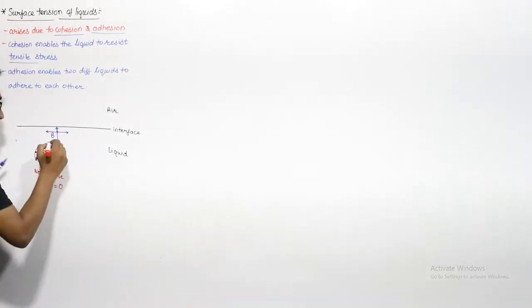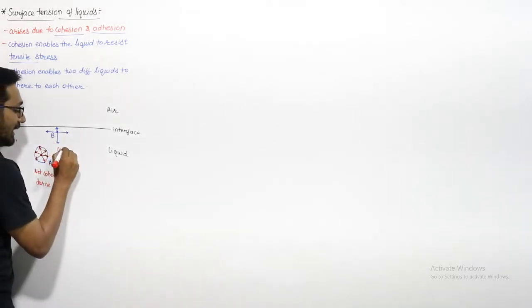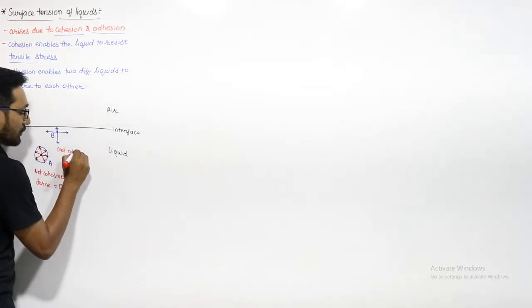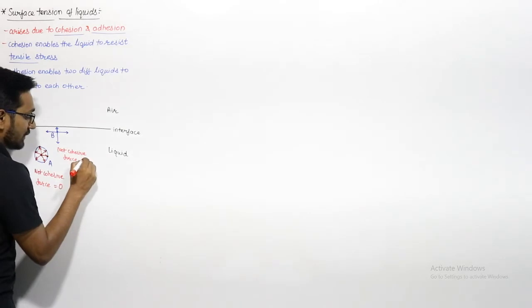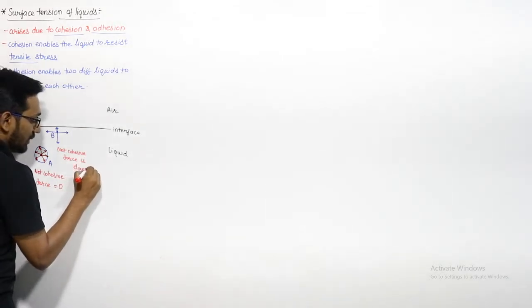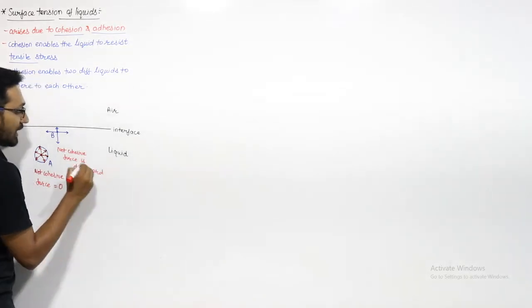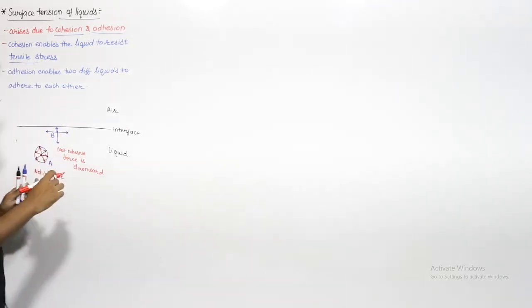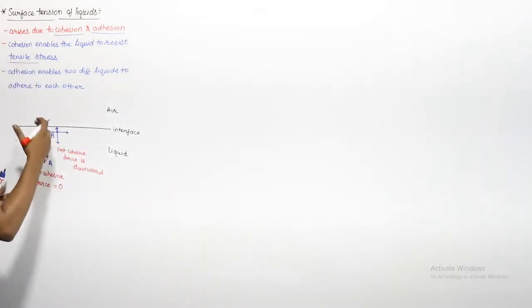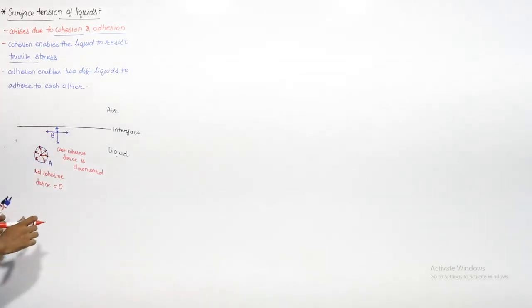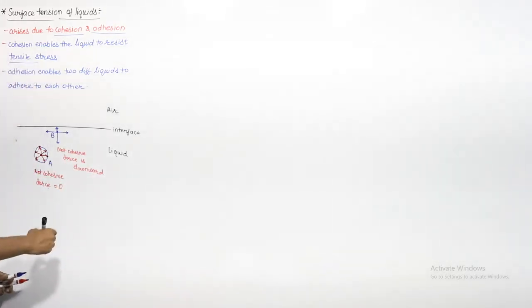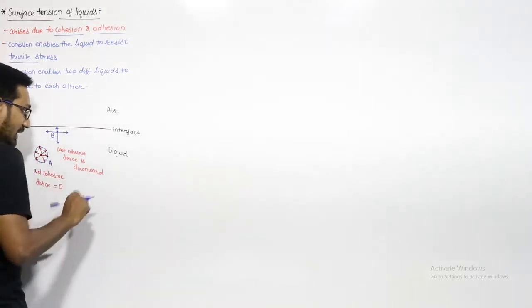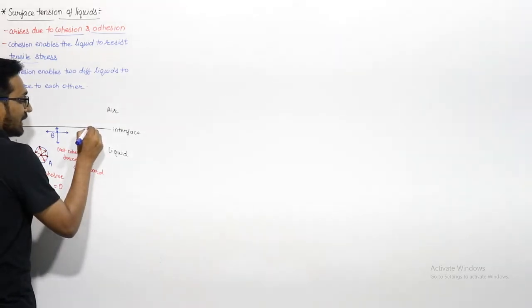So on this particle B, the net cohesive force is downward. The net cohesive force is downward because there are very few particles above it, so the force of attraction above is less, so the net force will be in the downward direction. And the magnitude of this net cohesive force will be maximum when we take the particle on the interface.